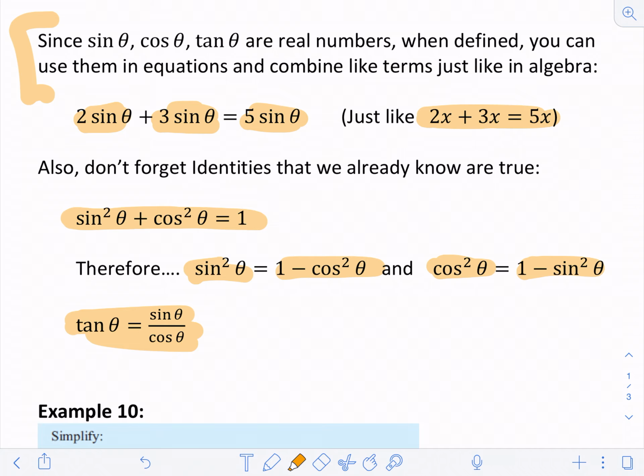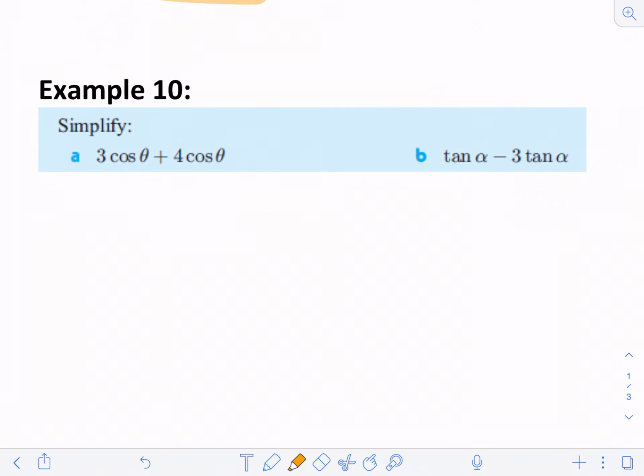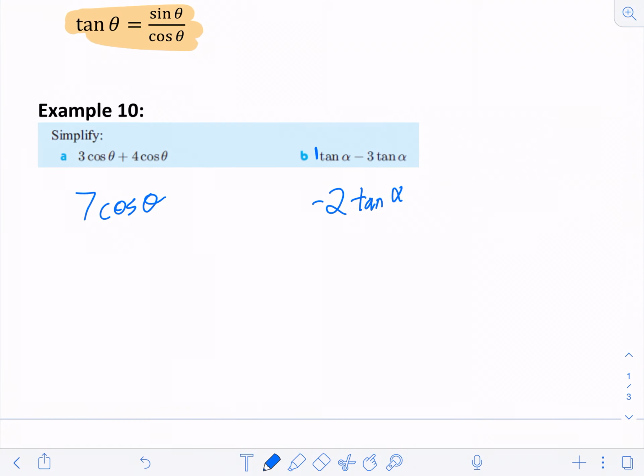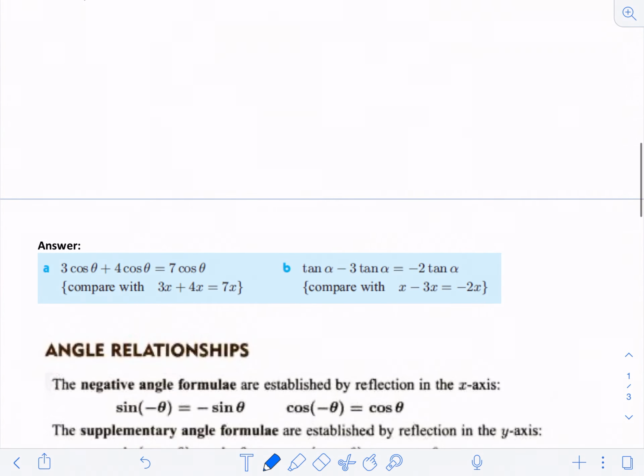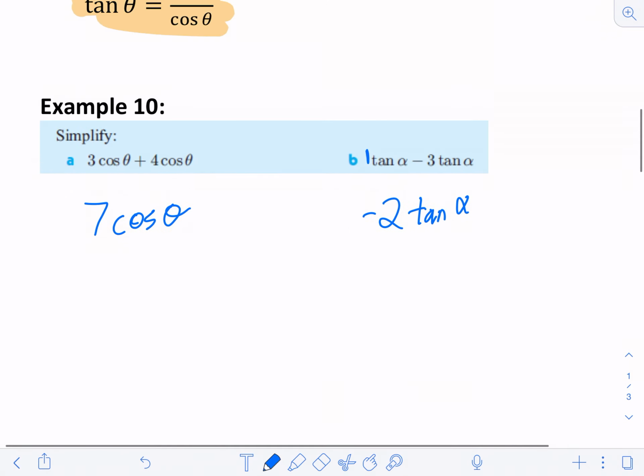So let's do a couple of examples real quick, just to get us into simplifying expressions. So what happens if I have 3 cosine theta plus 4 cosine theta? Easy enough. 7 cosine theta, right? And tangent of alpha minus 3 tangent alpha, well, there's a 1 in front of there that's implied, so this is going to be negative 2 tangent of alpha, right? And as it says here, 7 cosine theta and negative 2 tangent alpha are my two answers. Why? Because we're just combining like terms. That's all we're really doing there.